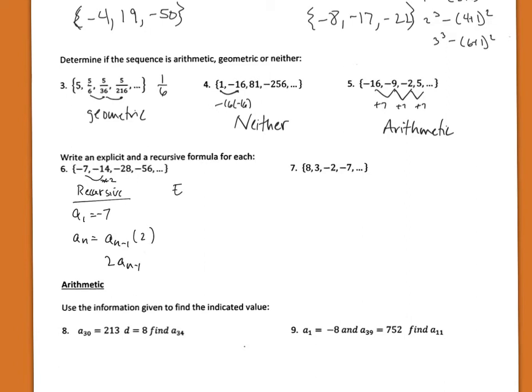For the explicit, you know it's geometric because we're multiplying by 2. So look at the geometric formulas. A sub n is equal to the first term, the ratio to the n minus 1 power. You can't simplify that, so you're done.